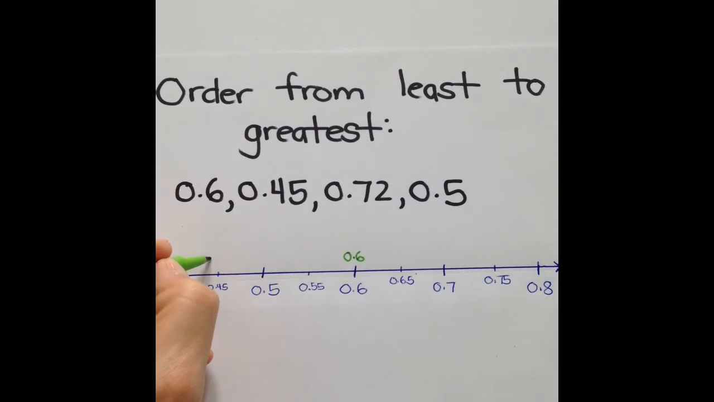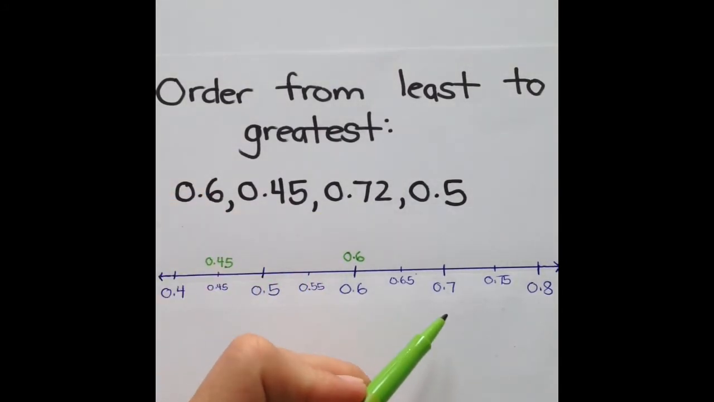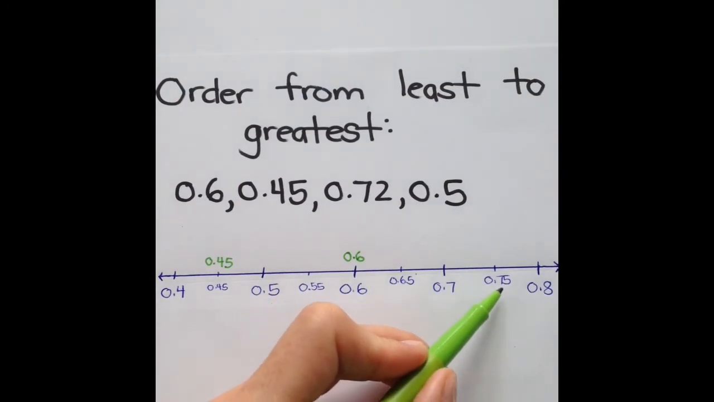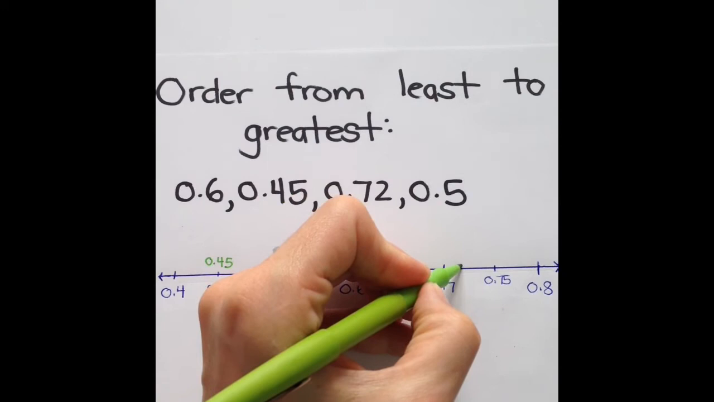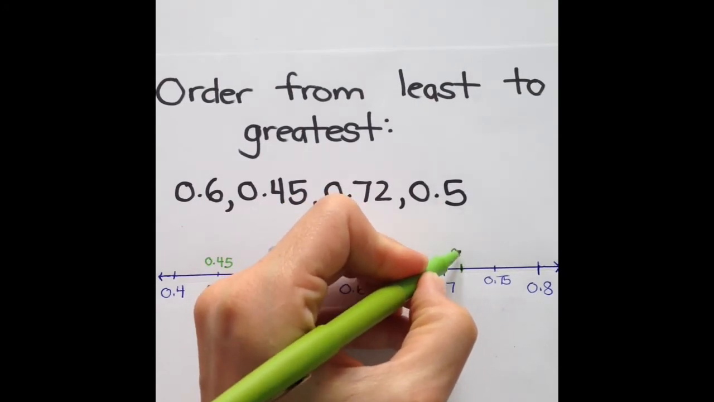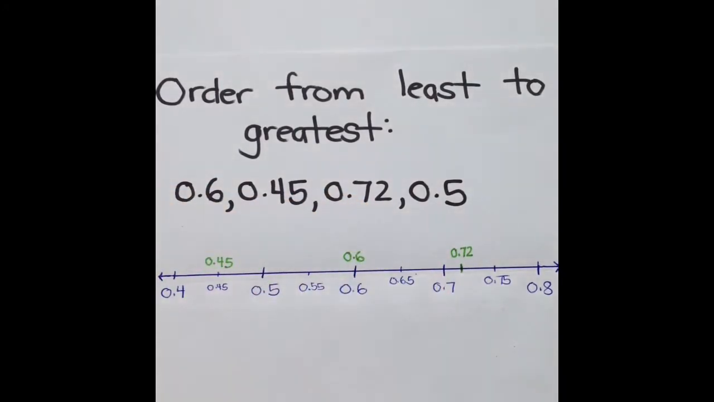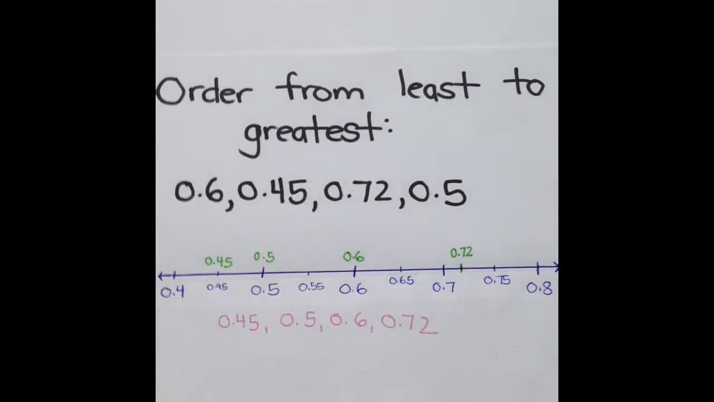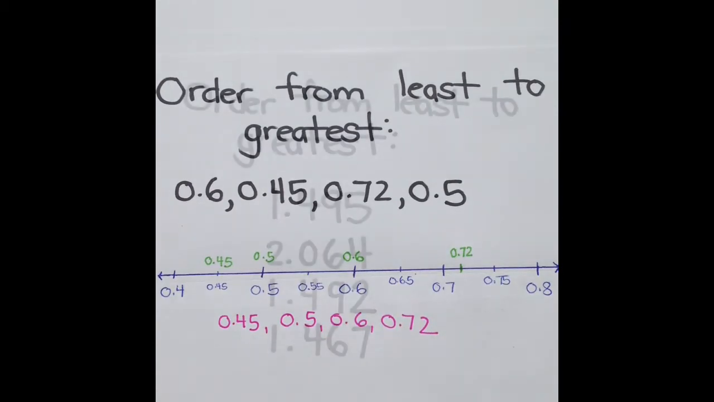45 hundredths. 72 hundredths, we don't have that listed on the number line, but we know it would be between 7/10 and 75 hundredths, not quite halfway in between. And then 5/10 would be our last one. So using the number line, smaller numbers are on the left and it gets larger as you move to the right. So now I was able to order these decimals from least to greatest.